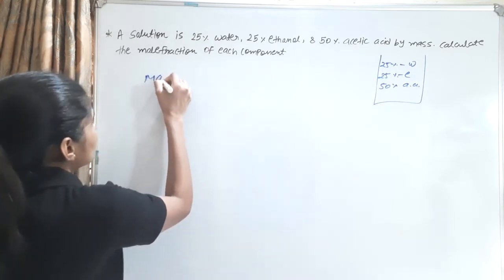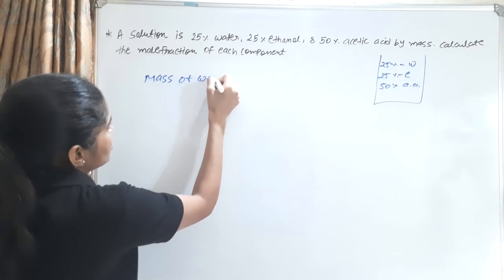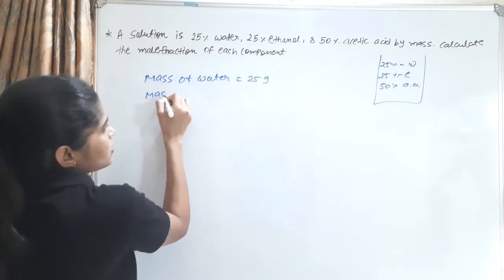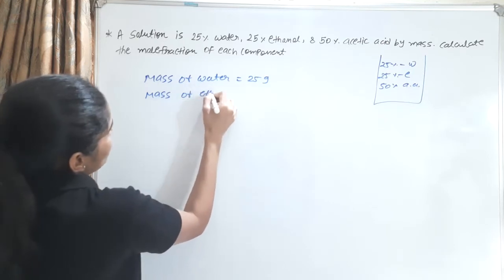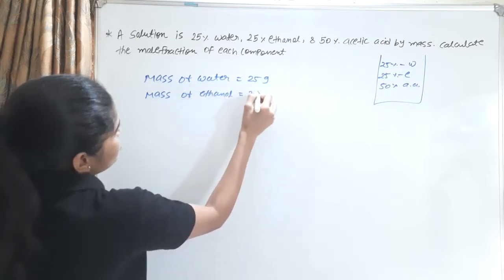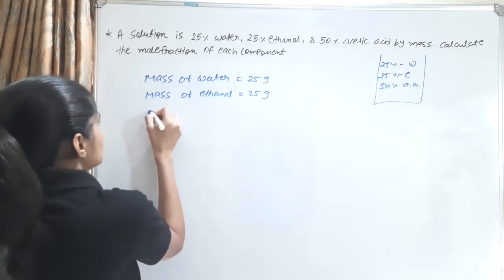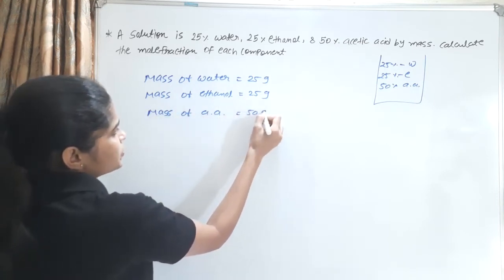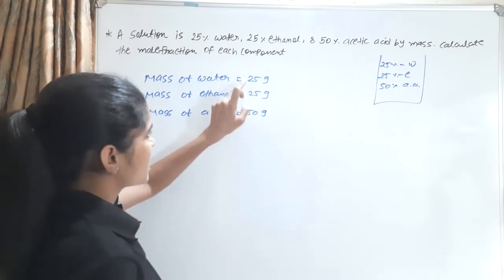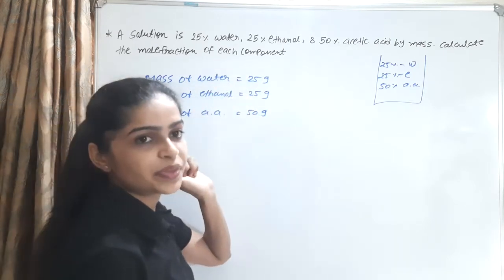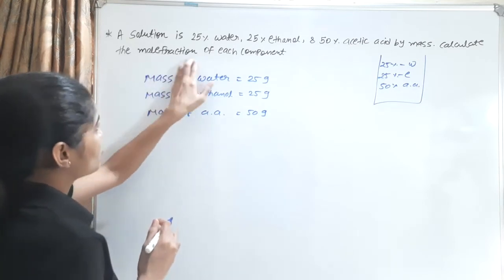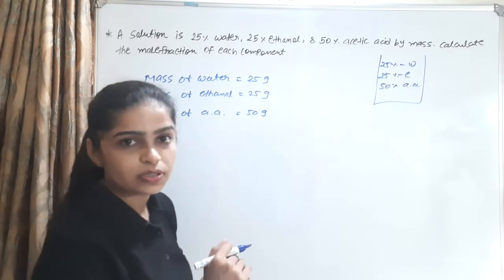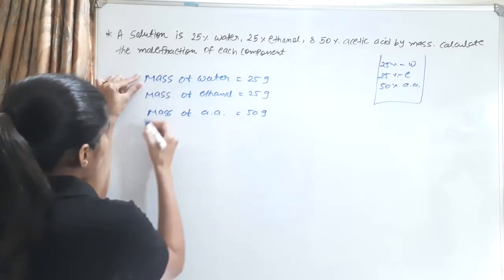So mass of water is equal to 25 gram. Then next, mass of ethanol is equal to 25 gram. And third, mass of acetic acid is equal to 50 gram. So 50, 25 and 25, total 100 gram. Then find out the mole fraction. To find the mole fraction, we require the number of moles. So first, number of moles.